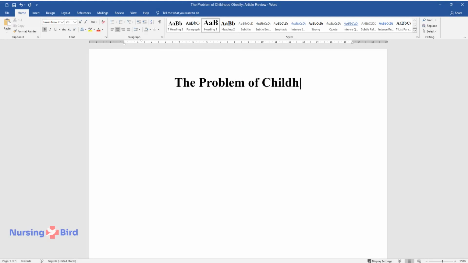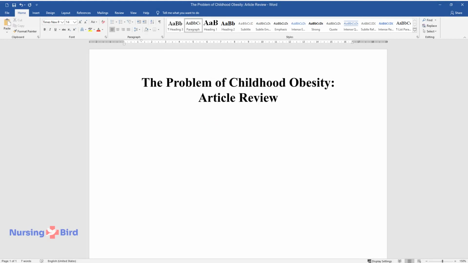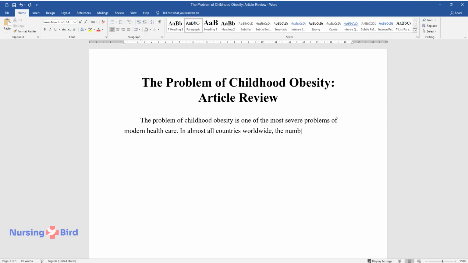The Problem of Childhood Obesity, Article Review. The problem of childhood obesity is one of the most severe problems of modern healthcare. In almost all countries worldwide, the number of sick children is growing steadily.